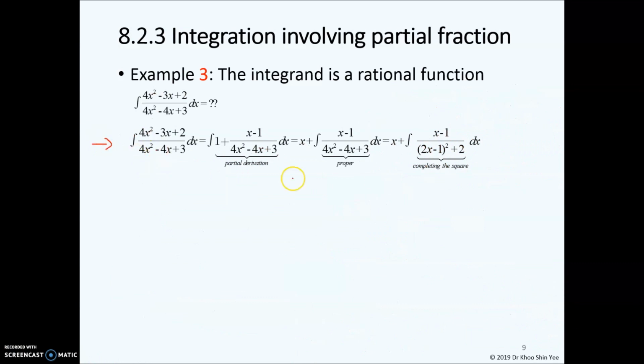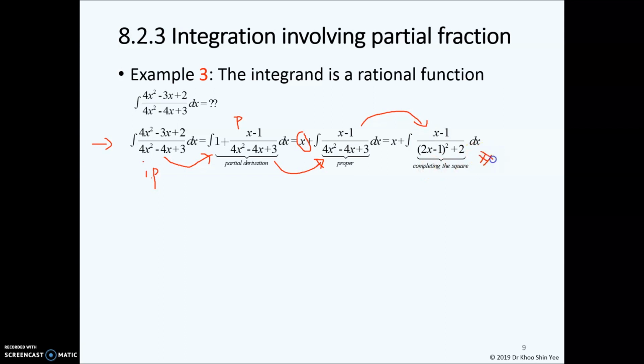So this is what we have performed so far. This is the improper form, so we convert to proper. So this is improper. Then from this form, we convert here by integrating this. And then from here, we perform the completing the square.